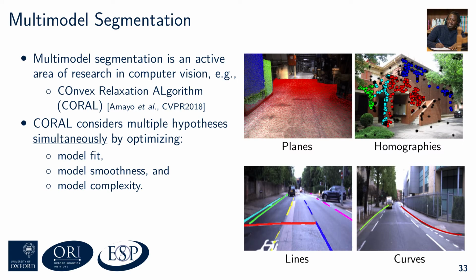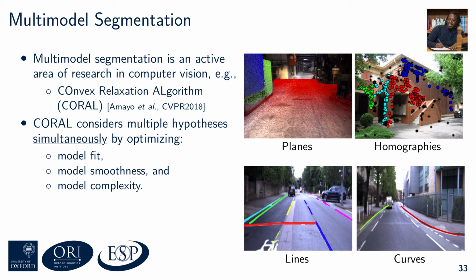Multimodel segmentation is actually an active area of research in computer vision that seeks to consider multiple hypotheses simultaneously by looking both at how well individual models fit the data, but also how the different models interact with each other. An example of a multimodel segmentation algorithm is Coral, which was developed by a colleague at the University of Oxford, Dr. Paul Amayo, who's now at the University of Cape Town.